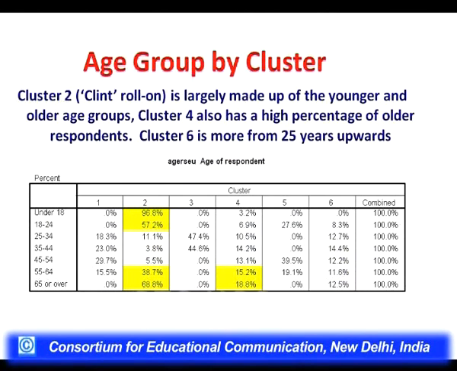And age group by cluster. Now, we will discuss the age group. Cluster 2, C roll-on is largely made up of the younger and the older age groups. Cluster 4 also has a high percentage of older respondents. Cluster 6 is more from 25 years upwards, and this is shown in the analysis we get from SPSS.